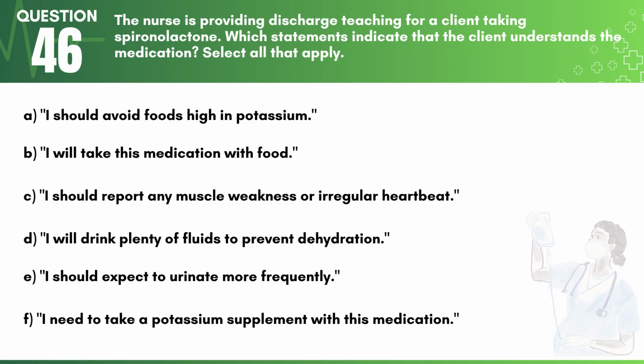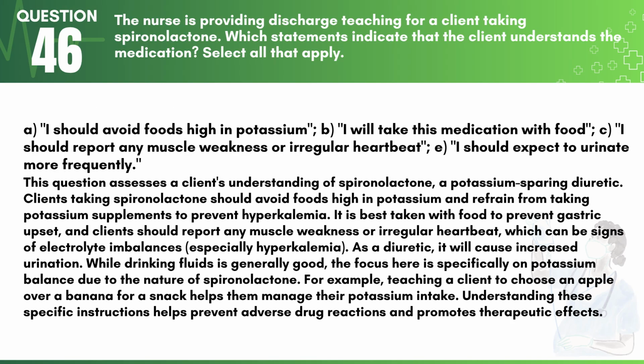D. I will drink plenty of fluids to prevent dehydration. E. I should expect to urinate more frequently. F. I need to take a potassium supplement with this medication. Answer. I should avoid foods high in potassium. I will take this medication with food. I should report any muscle weakness or irregular heartbeat. I should expect to urinate more frequently.